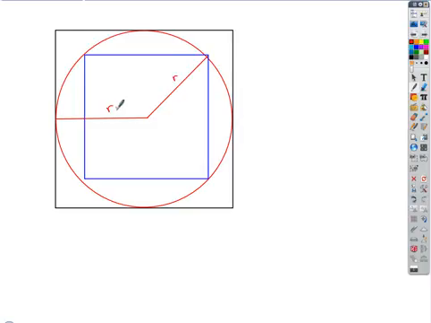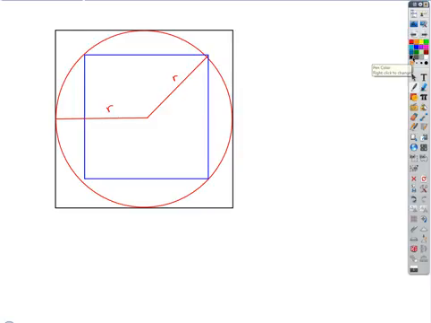So what's the area in terms of R of the circumscribing square? Circumscribe means outside, collapsing down upon. So the black square is the circumscribing square, right? It's containing the circle completely within. The inscribed square is the blue one. That's the one that's contained completely in the circle, right? So what's the area of the black square going to be then?